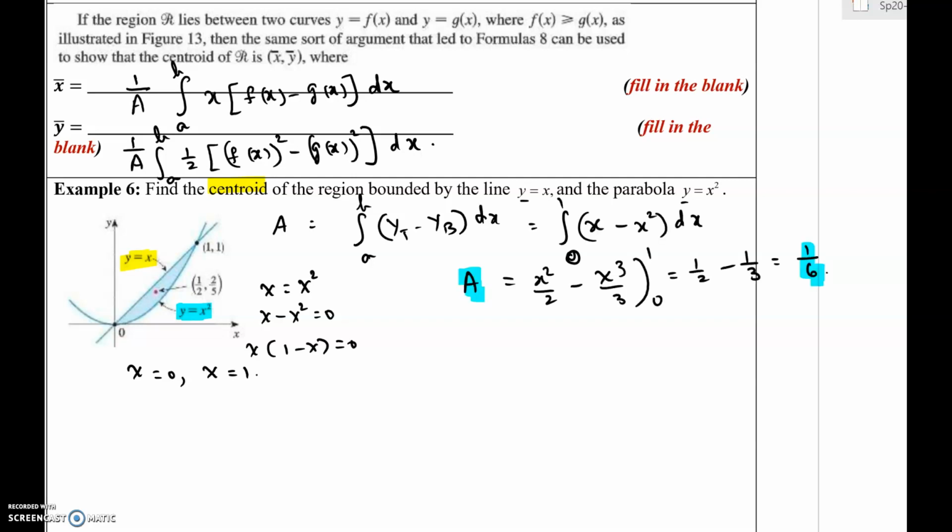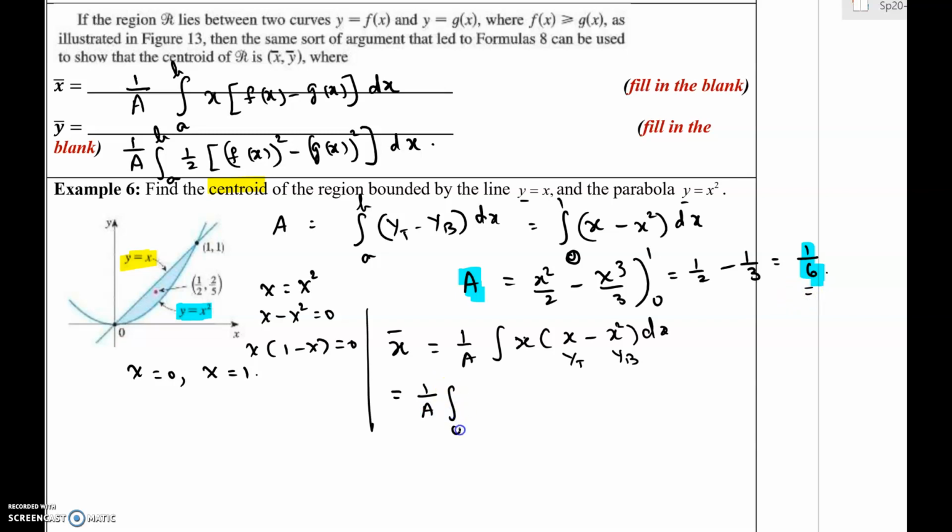Now let's do x bar, the x coordinate, which is equal to 1 over A integral of x times the top curve, which is x, minus the bottom curve, which is x squared, dx. So it's x times y top minus y bottom. This is y top, this is y bottom, and we have to multiply by x dx. So that will be 1 over A. We will substitute A equals 1 over 6 at the end of the problem.